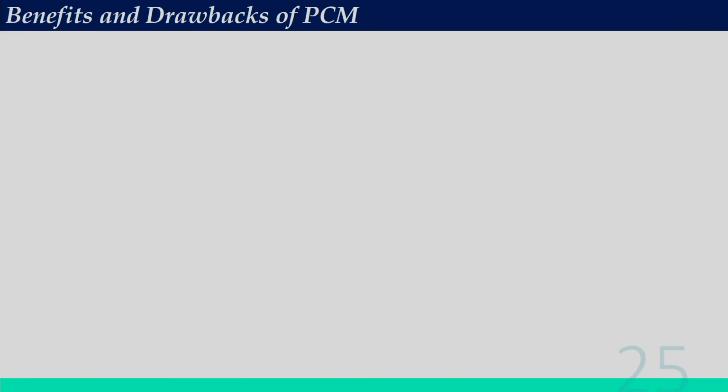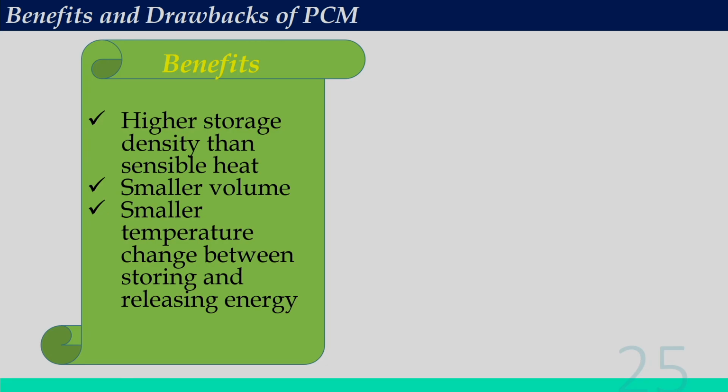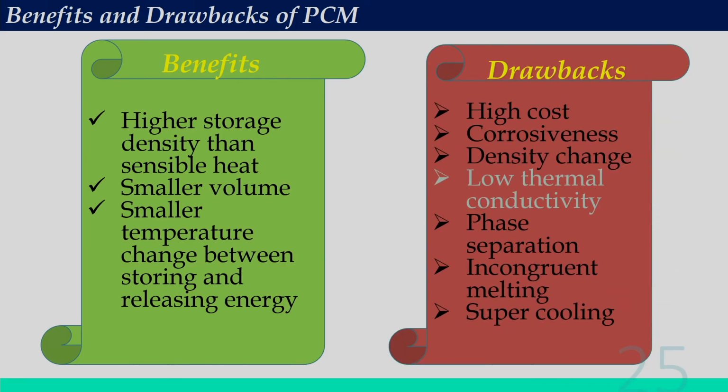What are the benefits and drawbacks of PCM? The benefits include higher storage density than sensible heat, smaller volume, and a smaller temperature difference between storing and releasing energy. The drawbacks are high cost, corrosiveness, density change, low thermal conductivity, phase separation and incongruent melting, that is, non-uniform melting, and supercooling. Before it reaches the phase change, the cooling is also taking place.